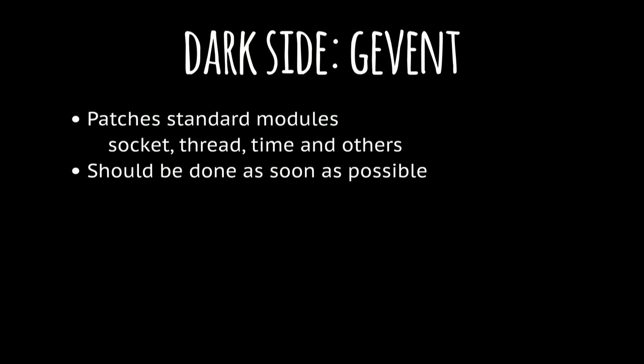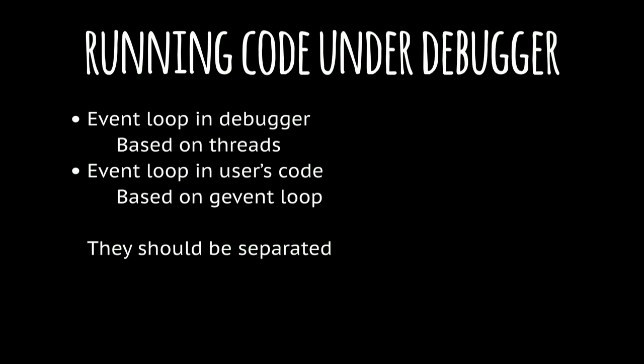In the docs, the creators of the gevent library mention that patching should be done as early as possible in the life cycle of the program. But what happens if the user runs the program with gevent patching inside PyCharm's debugger? The debugger has its own event loop based on the standard modules. And after gevent monkey patching, the user's program is based on the gevent event loop. But these two event loops should be separated, because the debugger shouldn't affect the user's event loop. It shouldn't break the logic of the user's program.